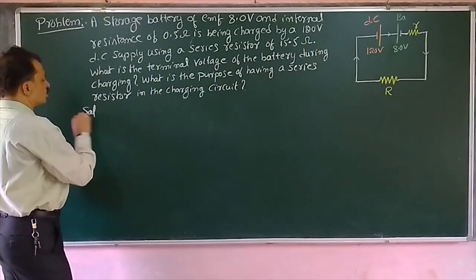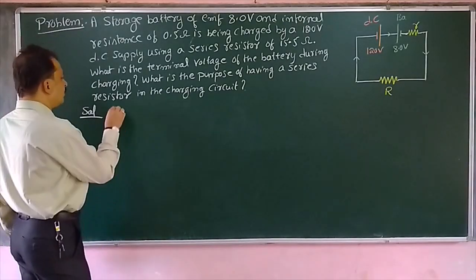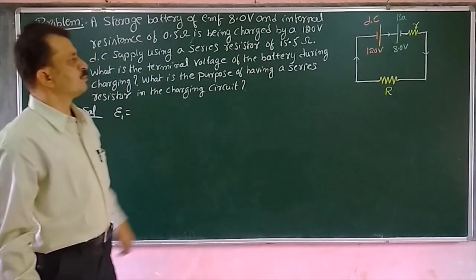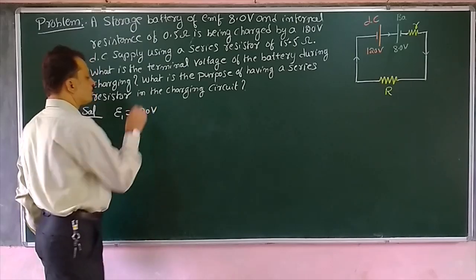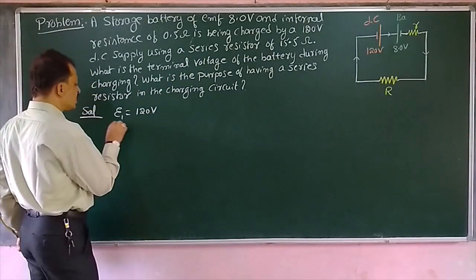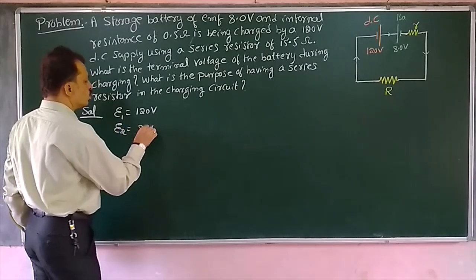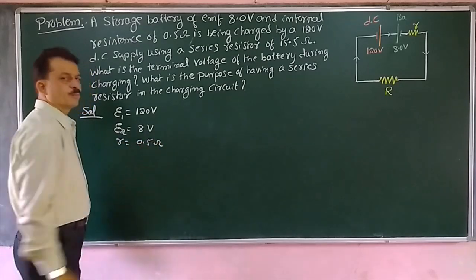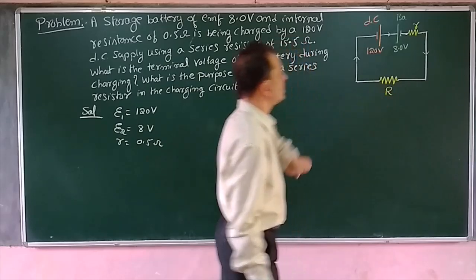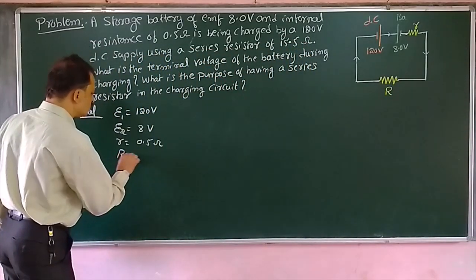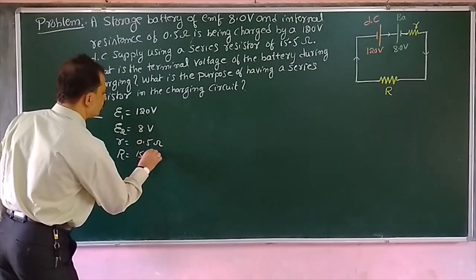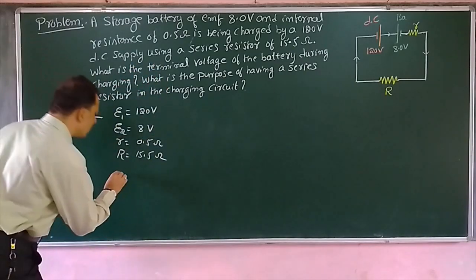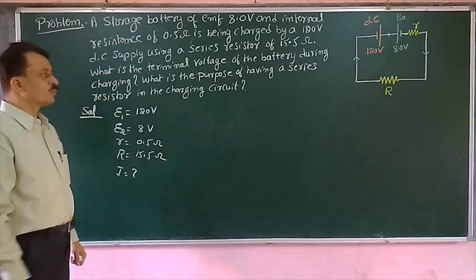Now solution, we will work out. What are the given things? EMF of the DC is given. If I take E1 as the EMF of the DC supply, that is 120 volt, and EMF of the battery which is to be charged is given, that is 8 volts, and its internal resistance is given, small r is equal to 0.5 ohm. And it is charged through a series resistor. Its value is given, capital R is equal to 15.5 ohms. Now we have to work out what is the terminal voltage. For that, I have to calculate what is the current flowing through the circuit.